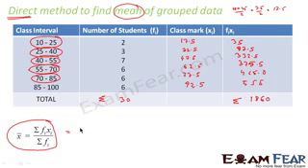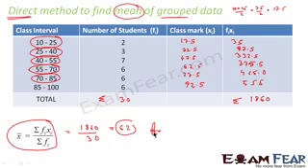Sigma fi xi is how much? You add this, you get 1860. Sigma fi is how much? 30. If you divide this, you get 62. So the mean of this grouped data is 62, and that is my answer. And this is the value I found using the direct method.